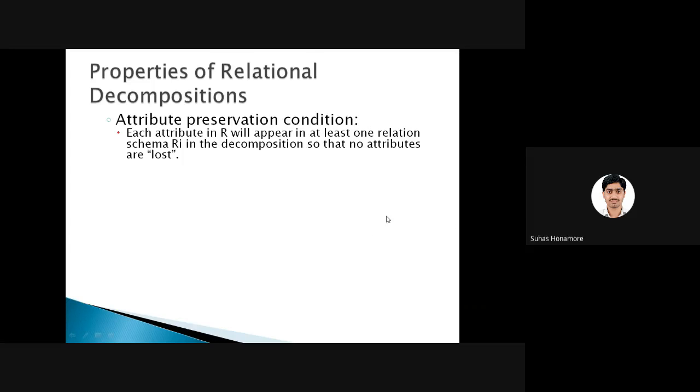Suppose I have 10 attributes and I decompose into 3 tables. The first table may have 3 attributes, the second table 4, and the third table again 3. So all 10 attributes have to come in the different tables. Like that you have to decompose it, so you should not lose any attribute.